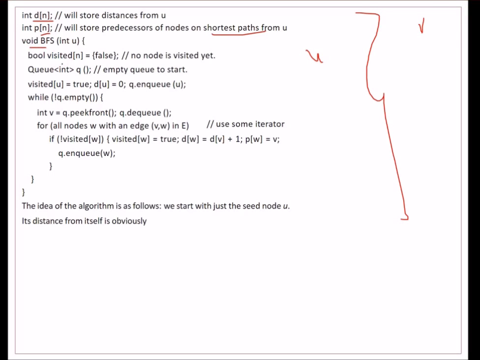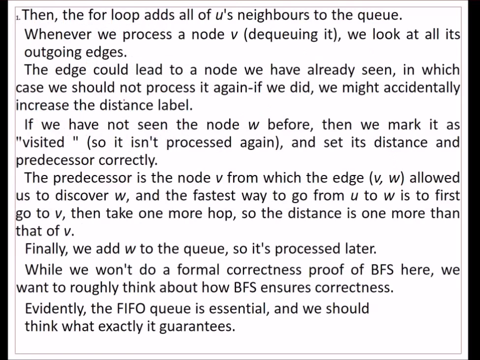This BFS algorithm works as follows. No node is visited to start, so visited is false for all, and we start with an empty queue. We start with just u and mark it visited. Until the queue is empty, we take the front, dequeue it, and using an iterator go over all nodes w with an edge (v, w) in E. We check whether w is visited or not, and if not, we enqueue it. The queue already has the dequeue and enqueue functions available. So this is how we implement it. What is the idea of this algorithm? We start with just the seed u, and its distance from itself is obviously 0.